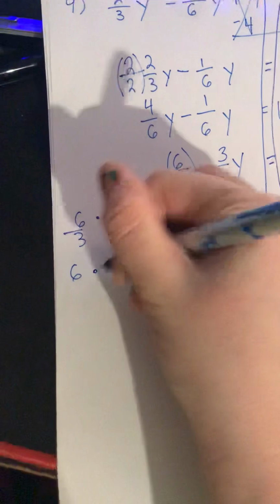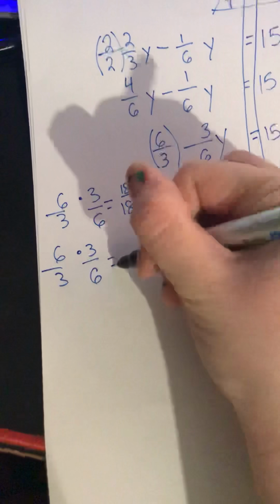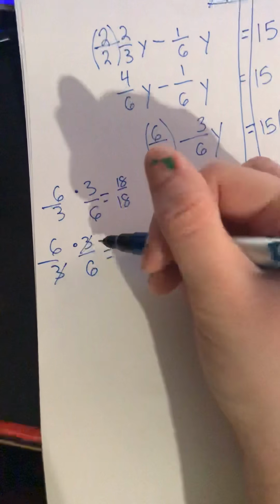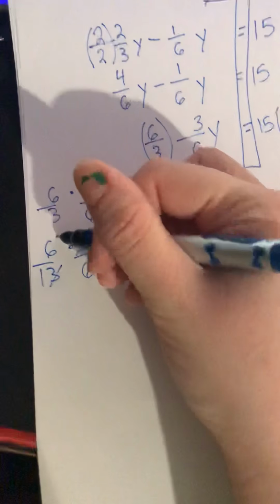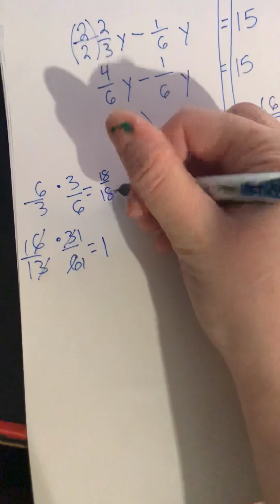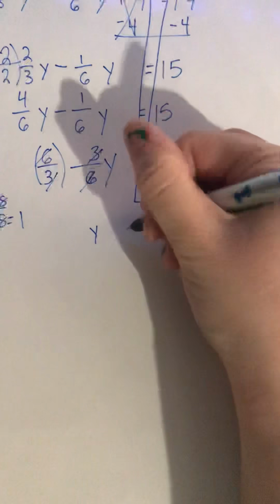Or you can cancel. So the 3's match, and they both go into each other once, so you keep that a 1. And the 6's match. So either way, it's just 1. So that's what we want. So these are going to cancel. And then you got y, and oh god, I ran out of locker.